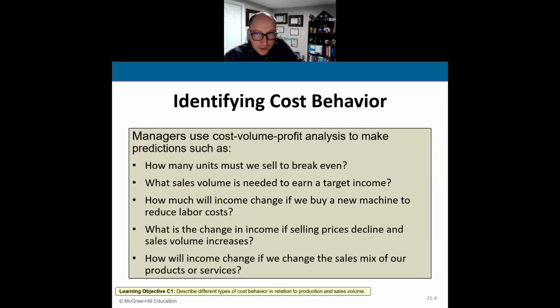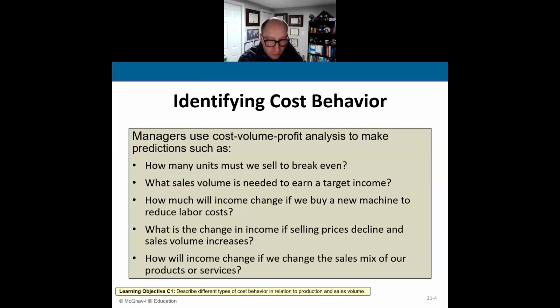Other questions you might ask yourself. How much will income change if we buy a new machine and reduce labor costs? When you think about costs in business, we try to think about how do we reduce our costs and increase our revenue. You reduce your costs, you increase your revenue, that means you're going to get more profit, hopefully. That's why we're in business, is to make profit. If I get a new machine, how much will my labor costs reduce by?